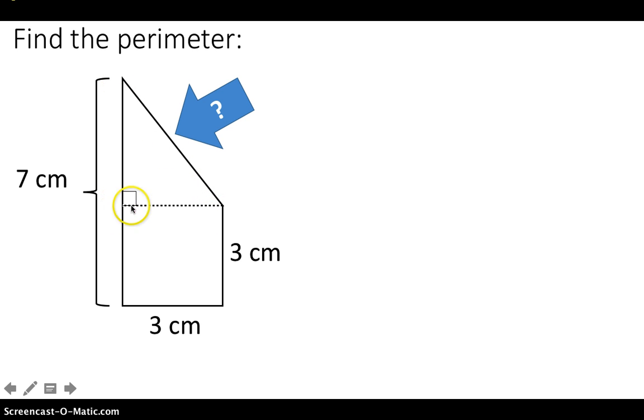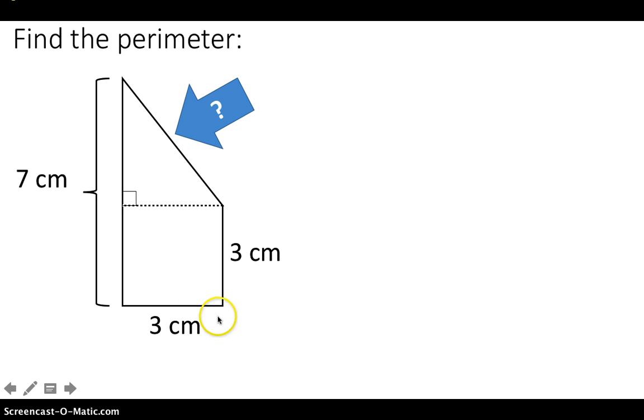Now I can see that that length is part of a right angle triangle, and specifically it's the hypotenuse. Because it's a right angle triangle, I know that it obeys the Pythagorean theorem, so I'm going to try to find out what this length is and what this length is, so I can use those two lengths to find the third length. So I have to do a little bit of detective work here.